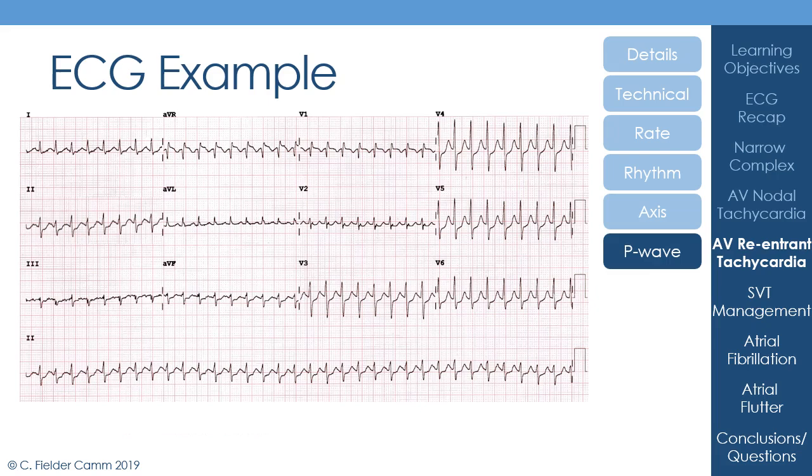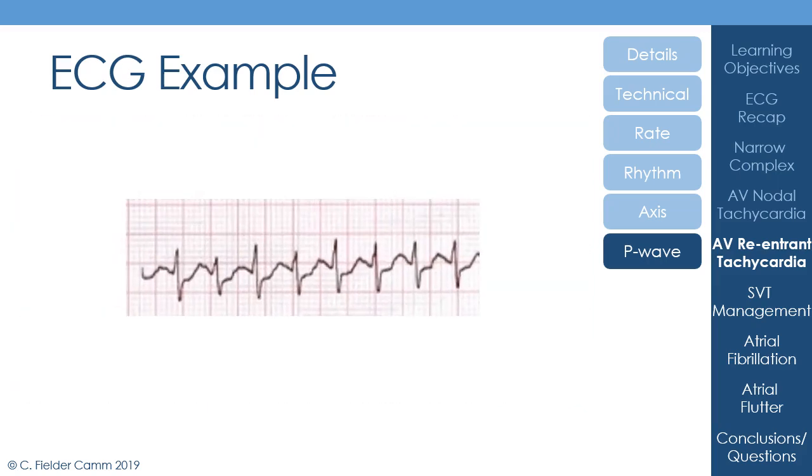Okay, so thinking about P waves now, the heart rate's quite fast here, isn't it? So it's difficult to see P waves. I've blown up lead 2 here, which is normally the best lead to see P waves in. And honestly, I don't think I can see very clear P waves followed by QRS complexes. I don't think this looks like sinus tachycardia.